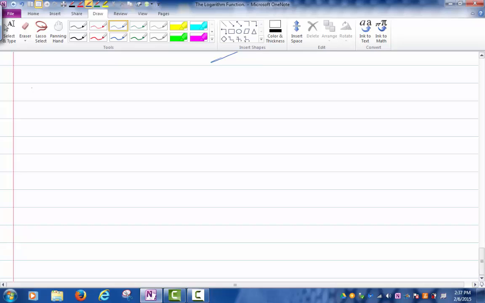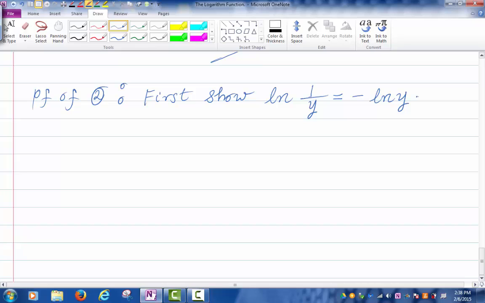How about 2? And this will be the last one that I'll do. How about proving number 2? Number 2, well, remember, is the ln of x over y, right? Now, before I do that, first show ln of 1 over y is equal to negative ln of y. We're going to show that first, and then we're going to show ln of x over y.